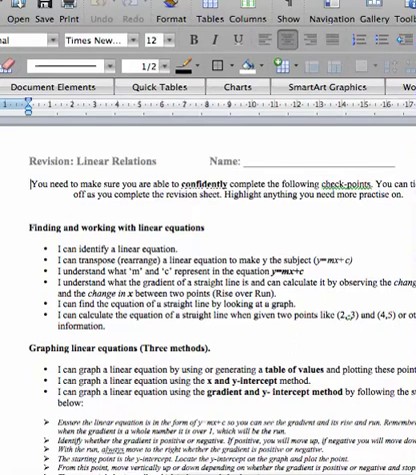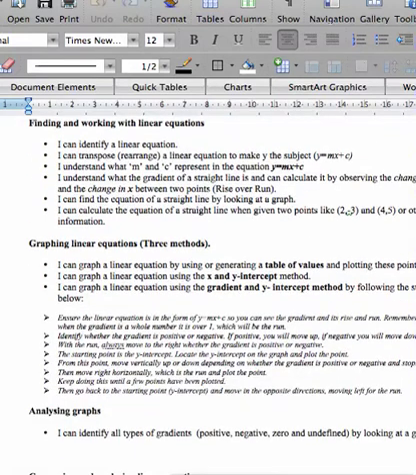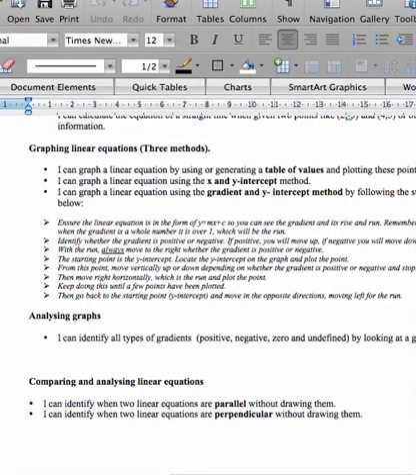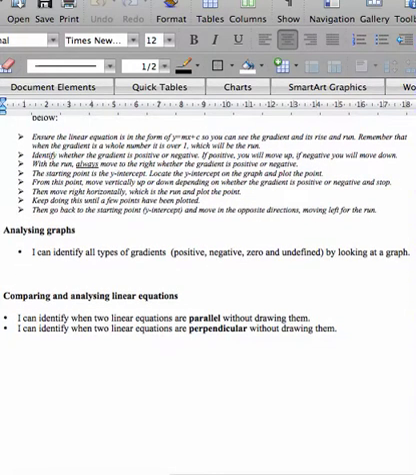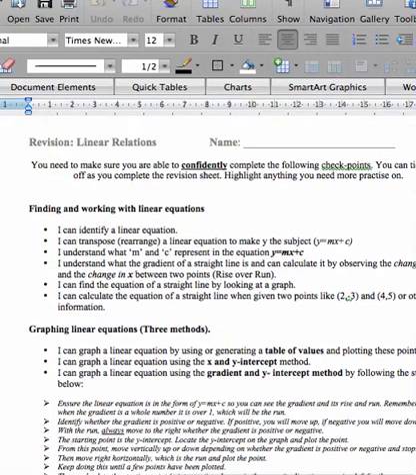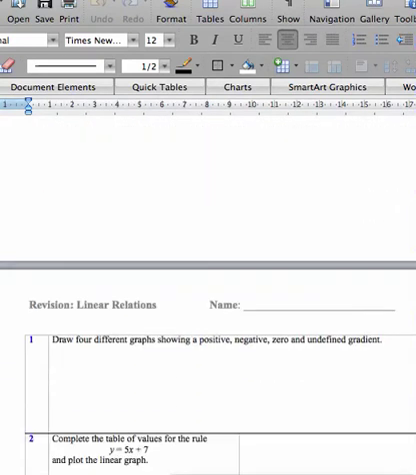And this will include finding and working with linear equations and graphing linear equations using those three methods that we've covered, analyzing graphs, and we know there are 4 different types with a positive, negative, zero, or undefined gradient. And the last point is comparing and analyzing linear equations. So without drawing them, we are able to identify whether they'll be parallel or perpendicular. So we'll be covering all of these points in the questions that were on this worksheet.